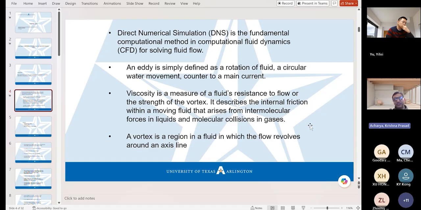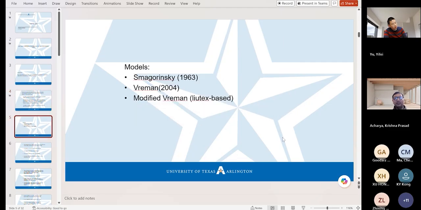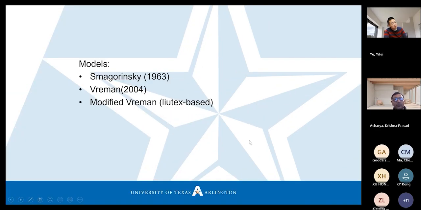A vortex is a region in fluid in which the flow revolves around an axis line. Of course, this is a vortex. It is the main center point of the discussion of this conference. So in this presentation, I'm going to discuss a little bit about these three models: Smagorinsky model, Vreman model, and modified Vreman model.